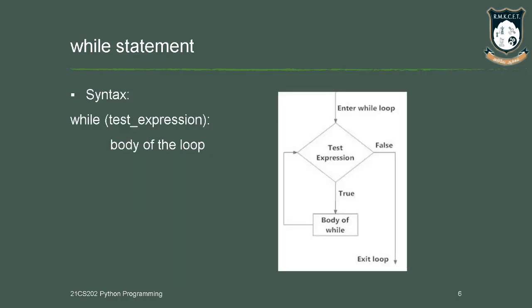Here you can see the syntax of the while statement. While, then inside the brackets you provide the test expression, then you put the colon, and below that you write the body of the loop with indentation. In the flowchart you can see how the flow of the while statement goes. If the test expression is true, the body of the while loop will be executed, and again it goes back to the test expression. Once the test expression becomes false, the loop exits.